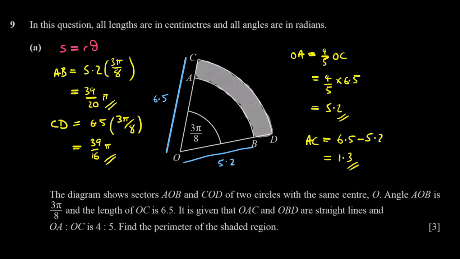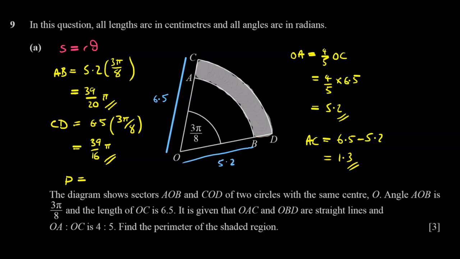Well, then if we want to find the perimeter of the shaded region, all we've got to do is add up those things. So we've got to add up our arc length AB, which is 39 upon 20 pi, plus the arc length CD, which is 39 upon 16 pi, plus 1.3 times 2.